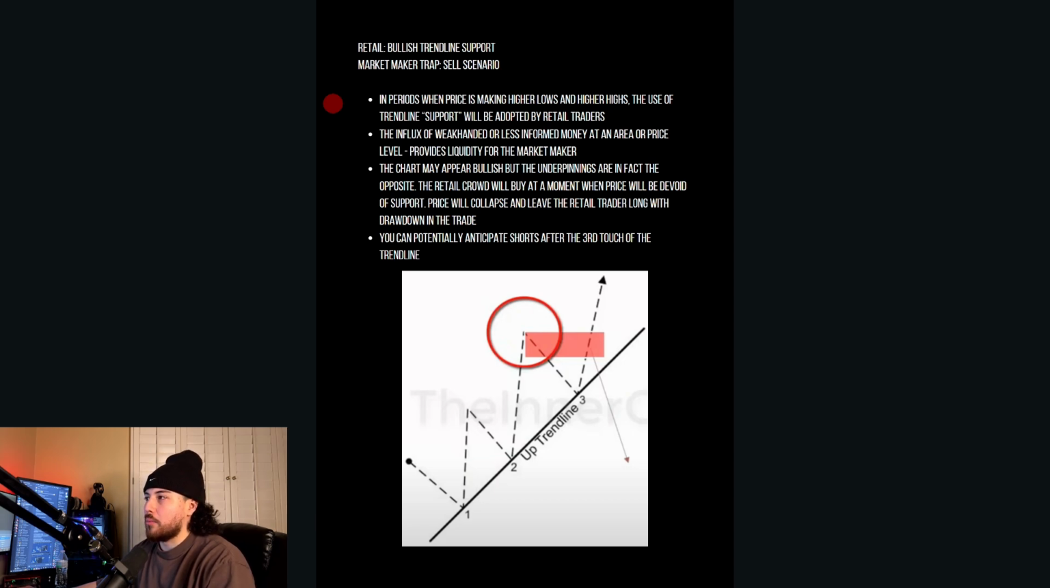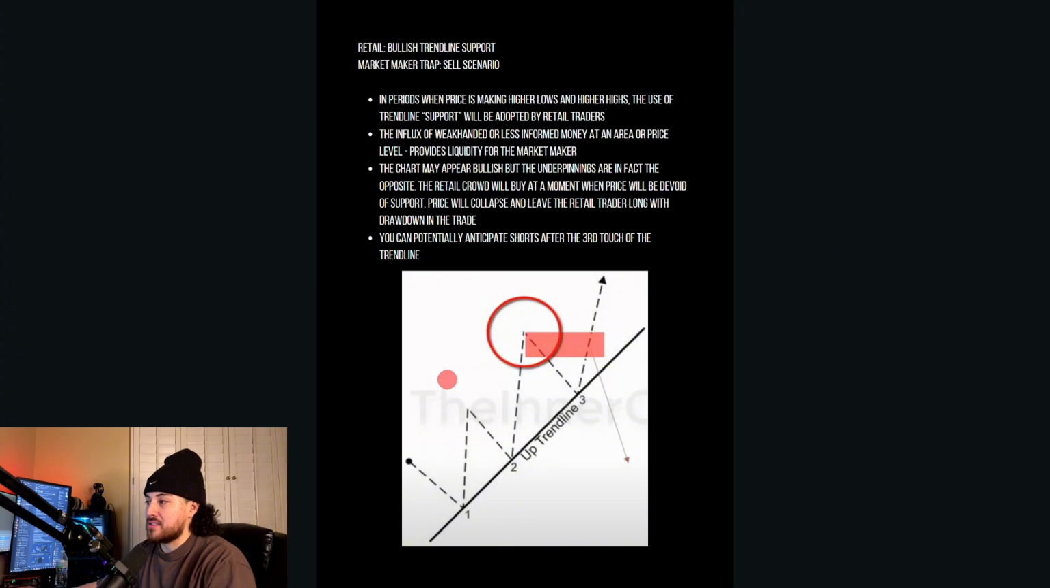The retail crowd will buy at a moment when price will be devoid of support. Price will collapse and leave the retail traders long with drawdown in the trade. You can potentially anticipate shorts after the third touch of the trend line. Now, as a retail trader, if they're seeing this and they're looking to long off of this trend line, what is going to be underneath the trend line?